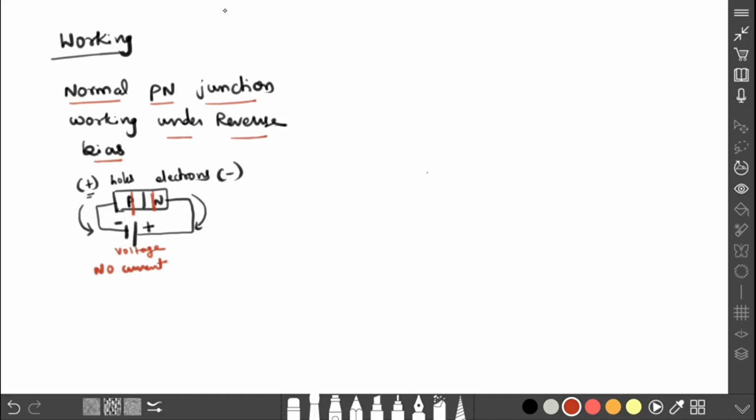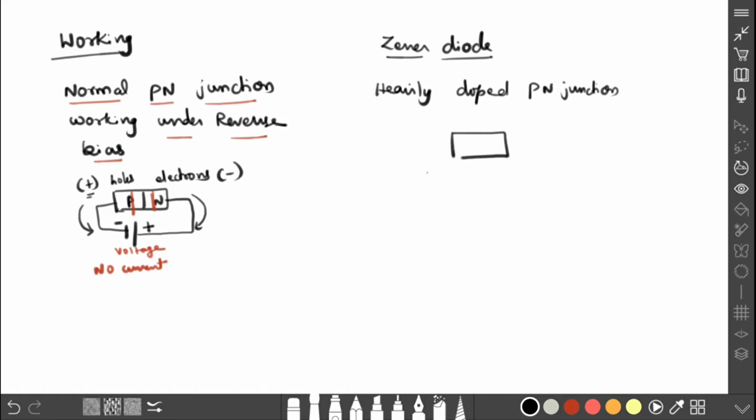So, Zener diode. In the case of the Zener diode, what we are doing is heavy doping. The main part is a heavily doped PN junction. What will happen to the PN junction? More and more impure atoms are added, right? So here P and here N is there. It is heavily doped, which means there will be more holes here and more electrons here compared with the normal PN junction.